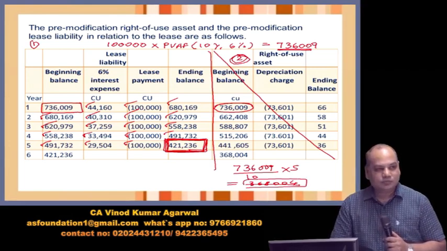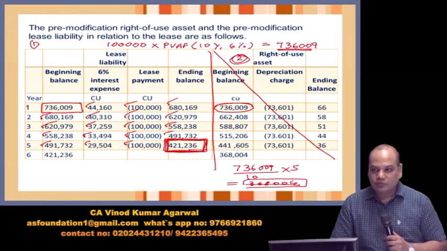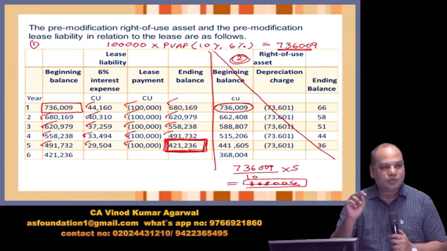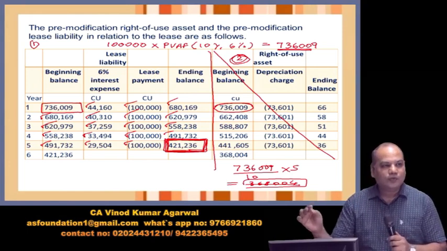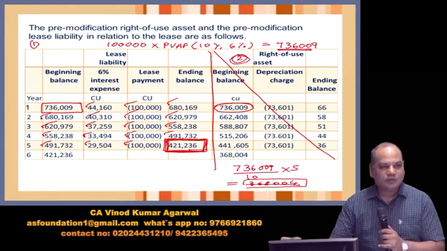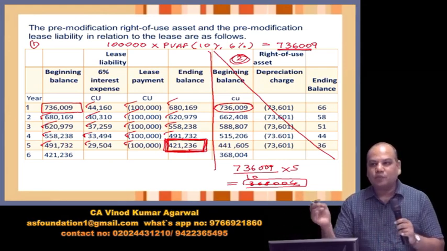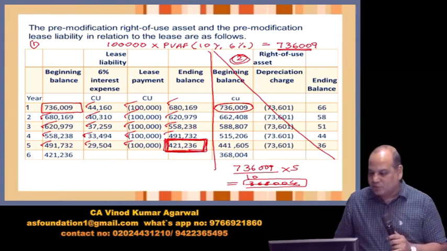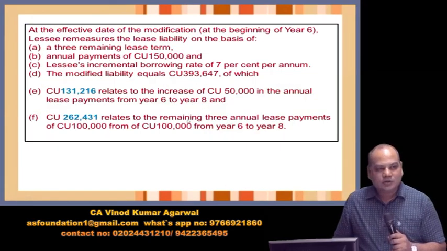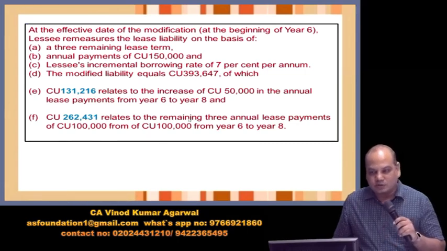Any query now? No. So step 1 you understood. Find out the carrying amount of the liability and the asset at the end of the year 5, or you can say on the date of modification for generalization purpose. For generalization purpose, find out the two balances on the date of modification.